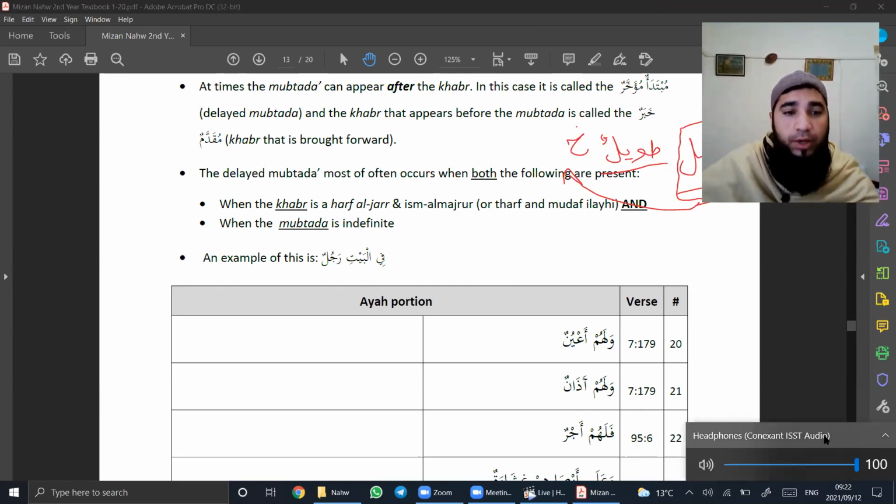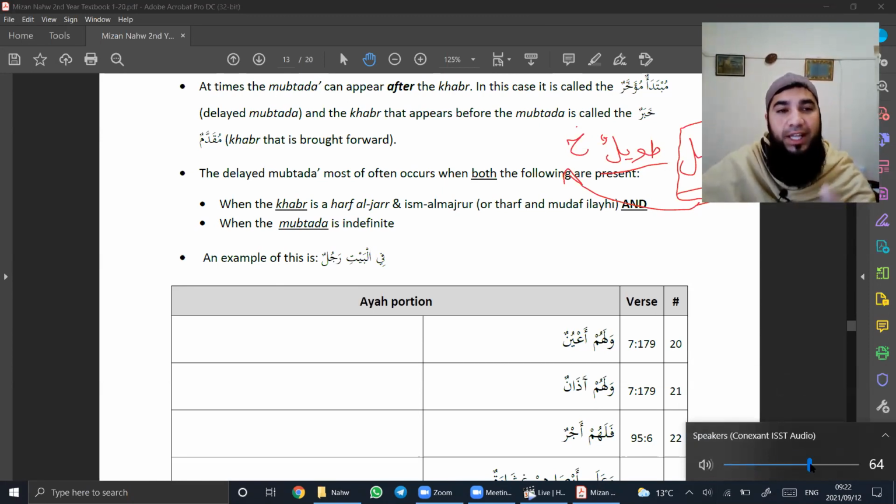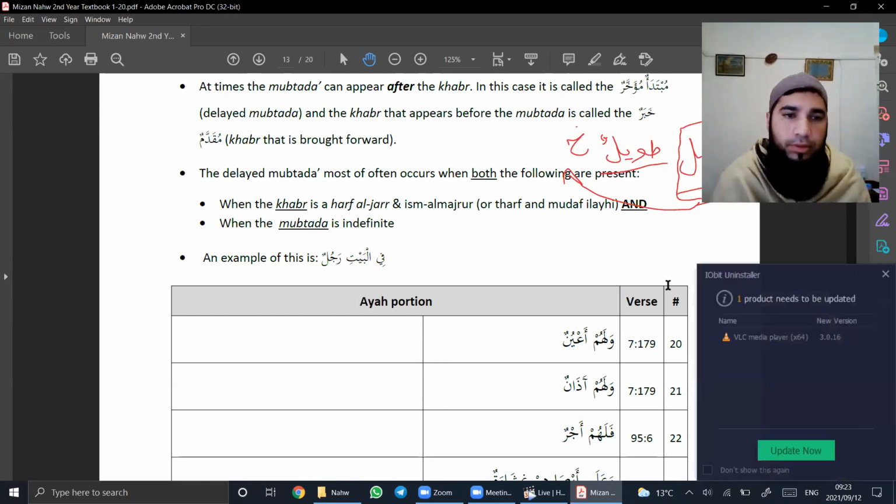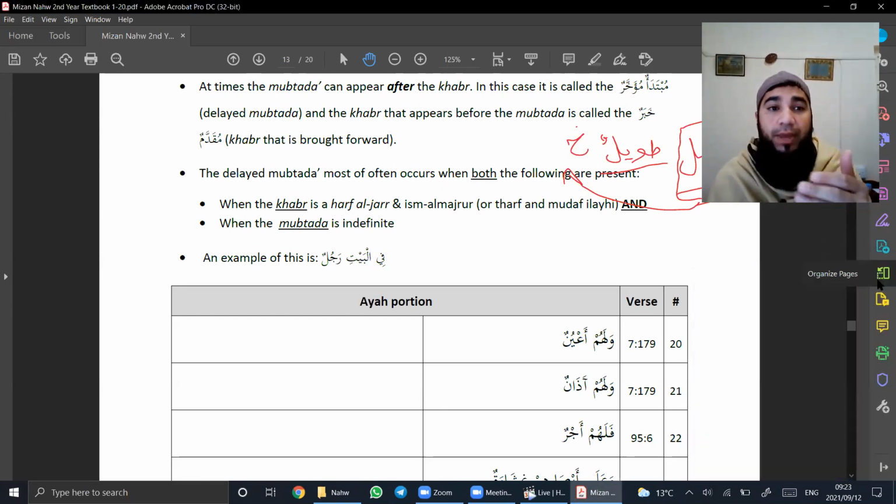But can you see how we can still have that is or are between the mubtada and the khabar, right? A man is in the house, or in the house is a man. However, tell me, what's the mubtada in the sentence? What are we speaking about? What's the thing that we're speaking about? The man. We're speaking about a man. Indefinite. A man. And what are we saying about him? Whoever this man is.